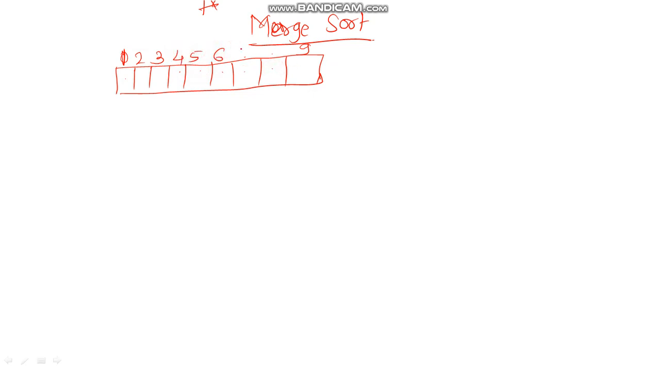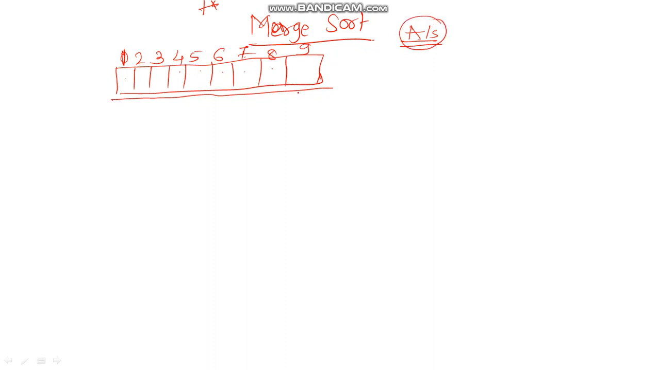In merge sort, given an array, we want to sort it in ascending order, or it could be descending order. In this particular case we are going to study ascending order. Whatever array is given, I want to sort it in ascending order.